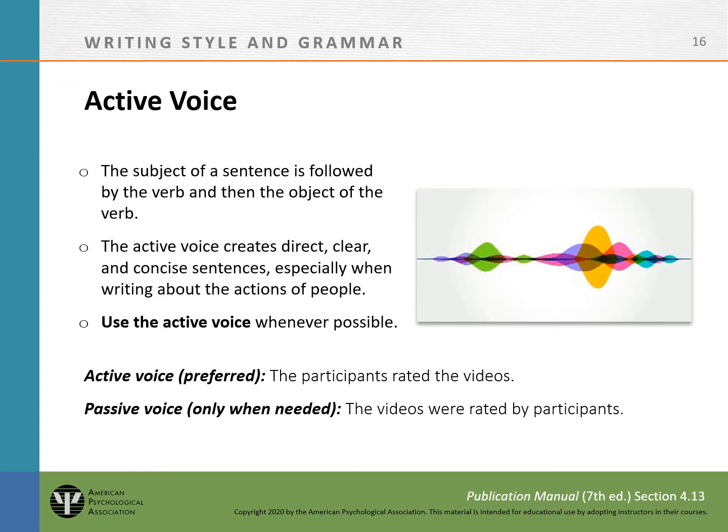Active voice is when the subject performs the action denoted by the verb of the sentence. The subject of a sentence is followed by the verb and then the object of the verb. The active voice creates direct, clear, and concise sentences, especially when writing about the actions of people. And use active voice whenever possible.